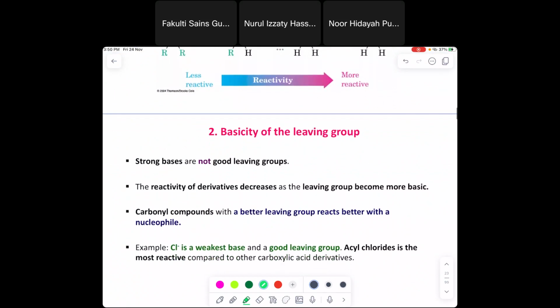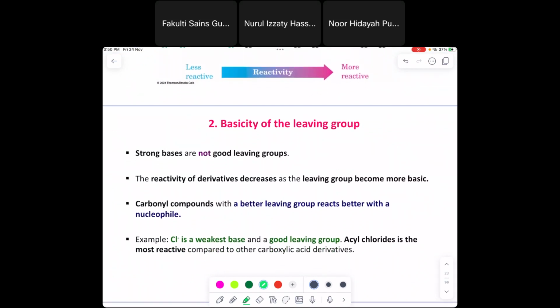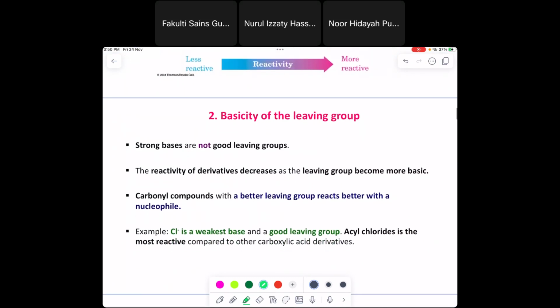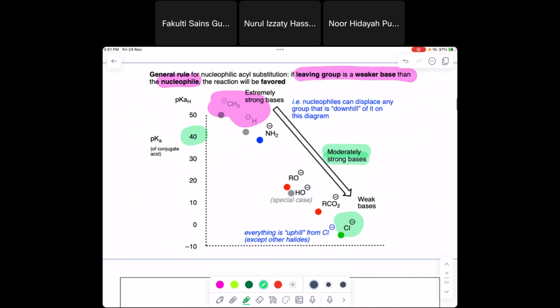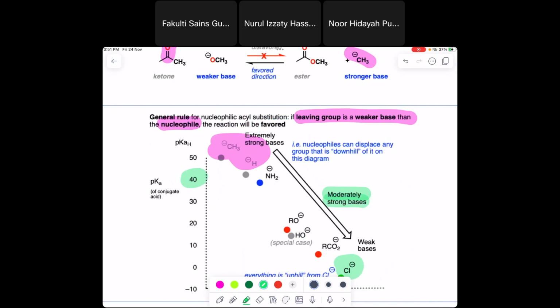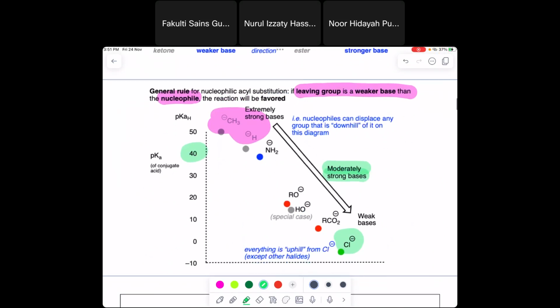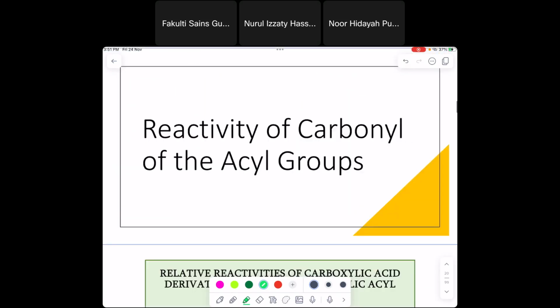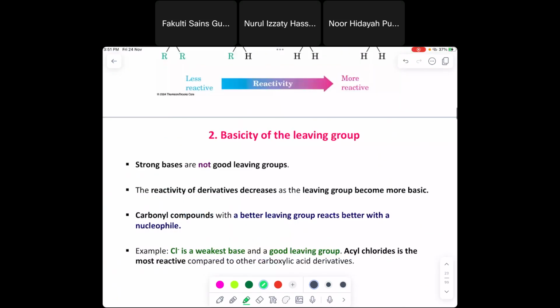The second thing that is so important in ranking the reactivity of the carbonyl in the NS reaction, based on the species, is the basicity of the leaving group. Again, a strong base will not be a good leaving group. As we said earlier, you cannot go up, the nucleophile can displace only downwards. Upwards it cannot displace. If it cannot, there's no reaction. As simple as that.